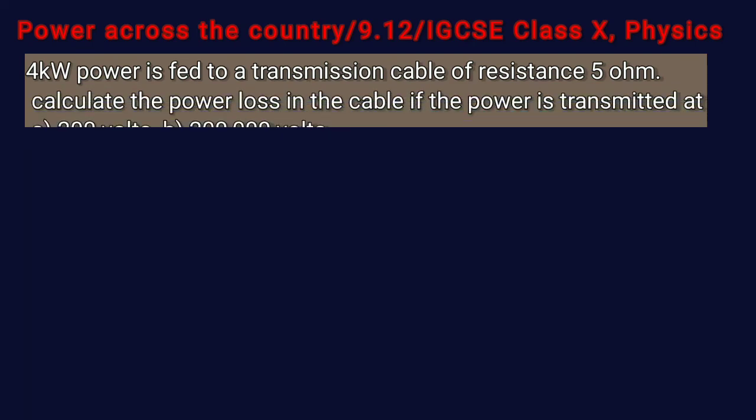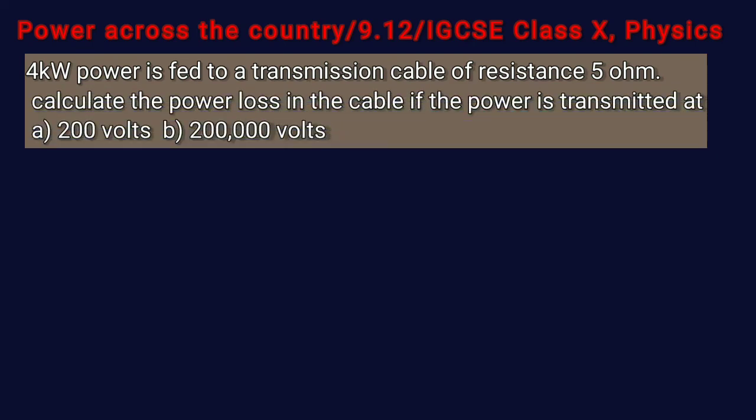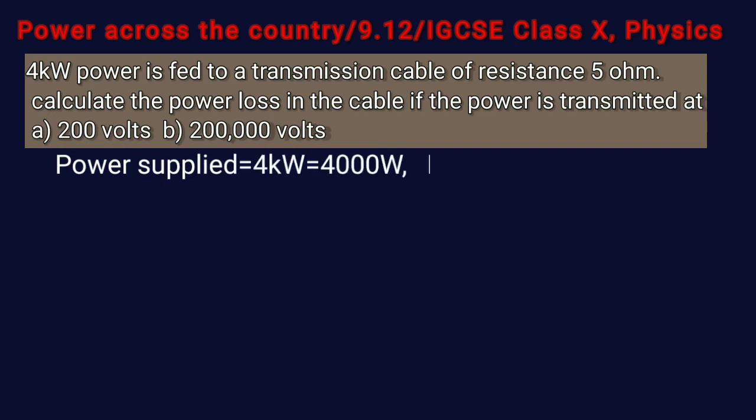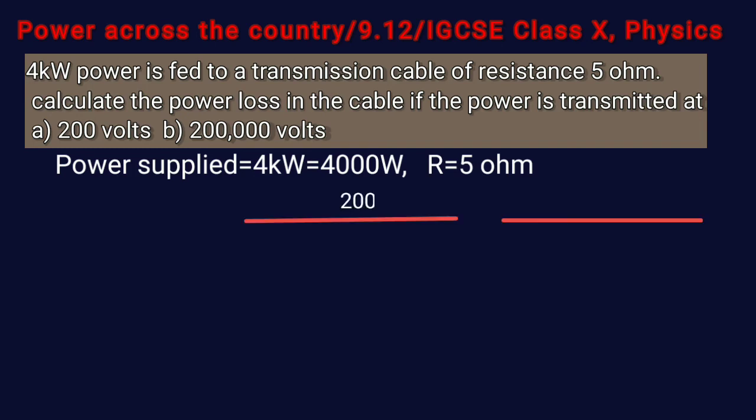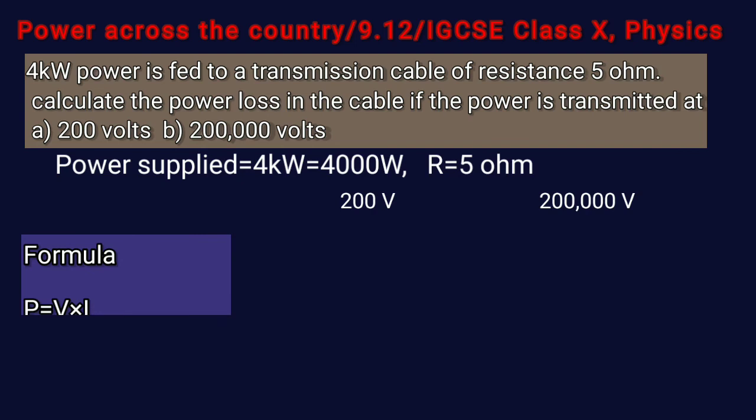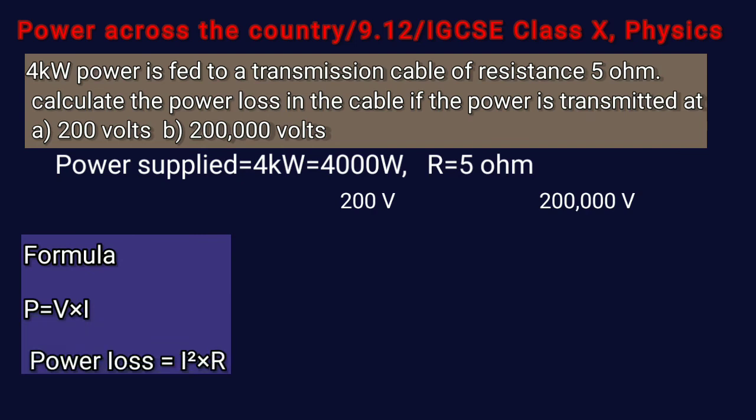Our next and last question of the video is: 4 kW power is fed to a transmission cable of resistance 5 ohm. Calculate the power loss in the cable if the power is transmitted at 200 volts and 2 lakh volts. Power supplied is equal to 4 kilowatt, that is 4000 watt, and resistance is 5 ohm. The formulas we will be using are power is equal to voltage into current, and power loss is equal to I square R, current squared into resistance.